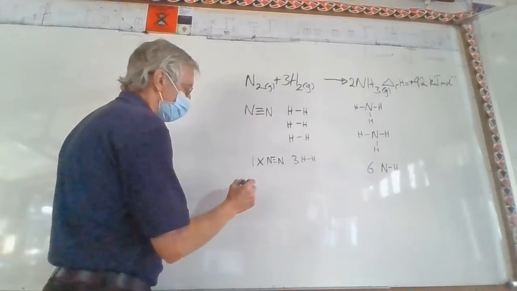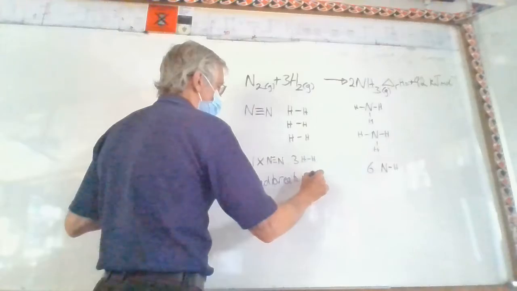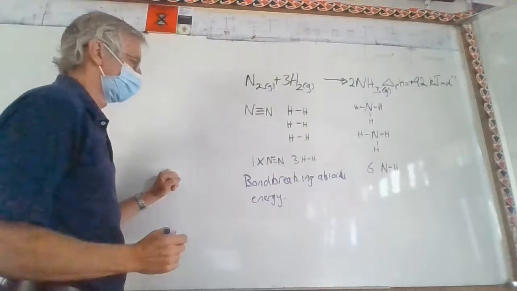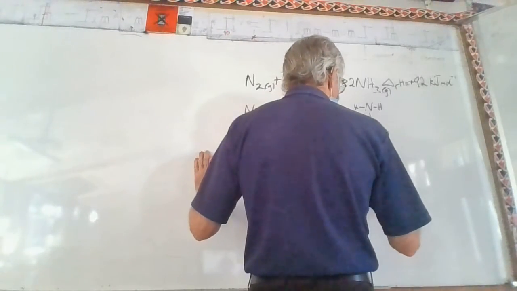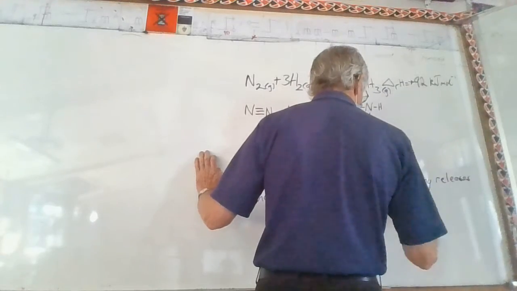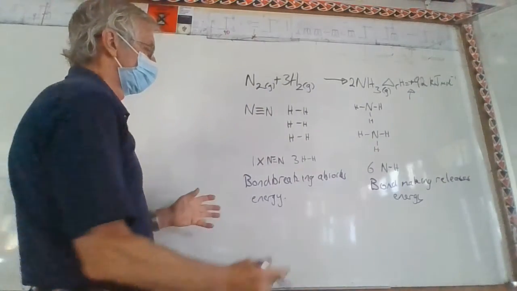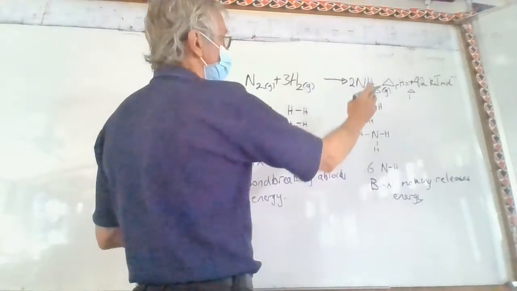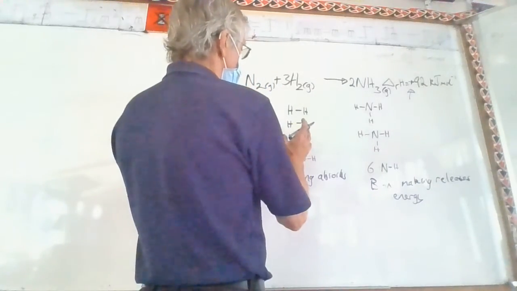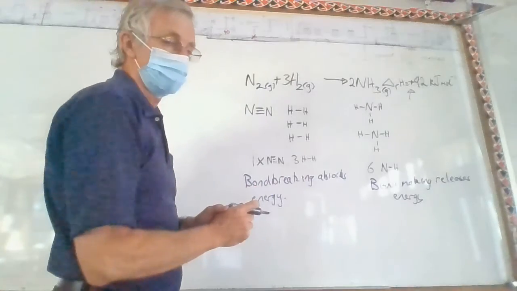So the key thing when you're explaining this is that bond breaking absorbs energy. Bond breaking absorbs energy. Bond making releases energy. This whole reaction here is endothermic, which means that for every mole of this reaction that occurs, 92 kilojoules more energy is absorbed in this process than released in this process. The difference in energy absorbed and energy released is positive 92. So this involves 92 kilojoules per mole more.